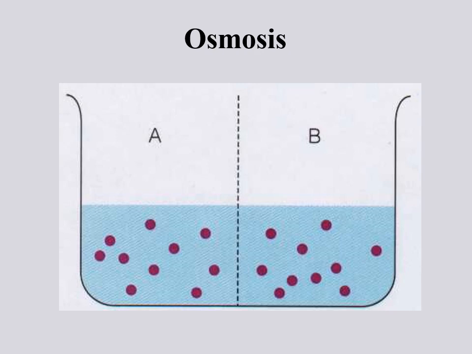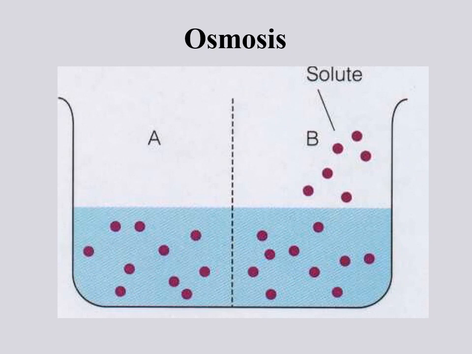Let's change the scenario by adding more solute to B. If the membrane were permeable to solute, would diffusion occur? Yes, it would. Solute would move from B to A until equally distributed in the two containers. But what would happen if the membrane were permeable only to the solvent, water, and not the solute? Let's check it out.